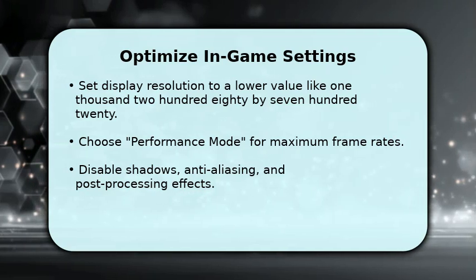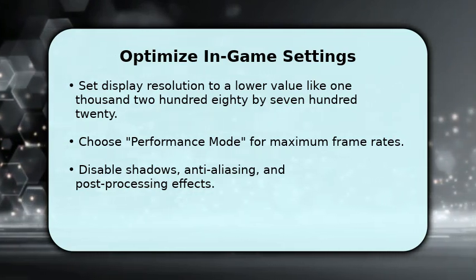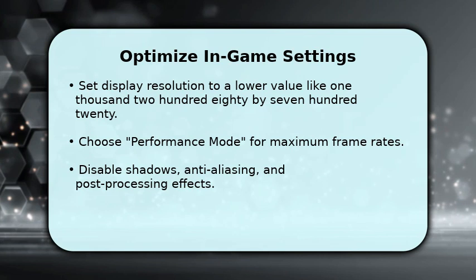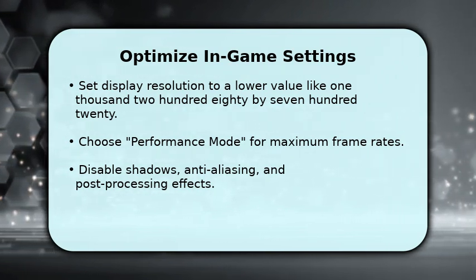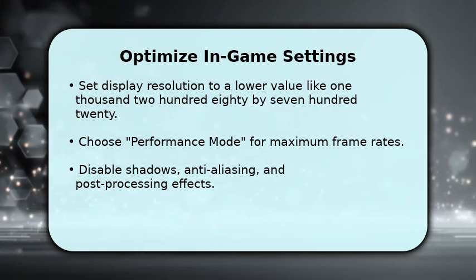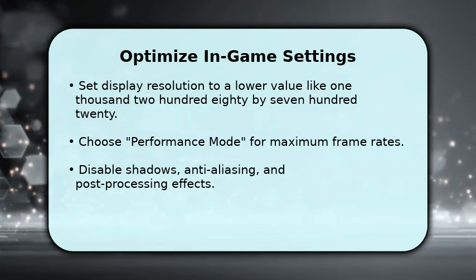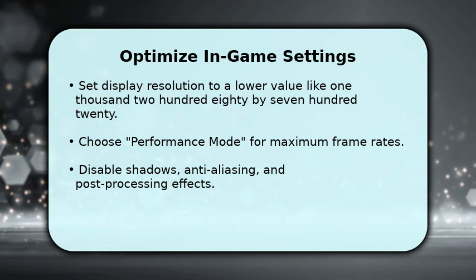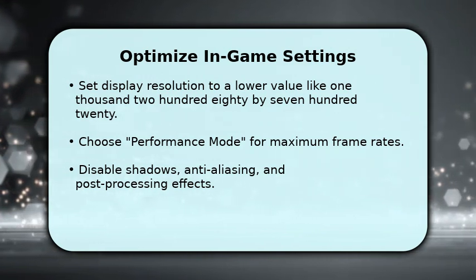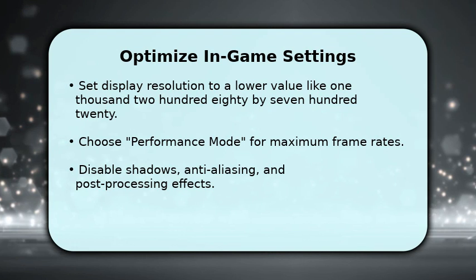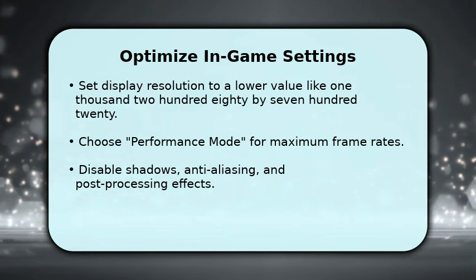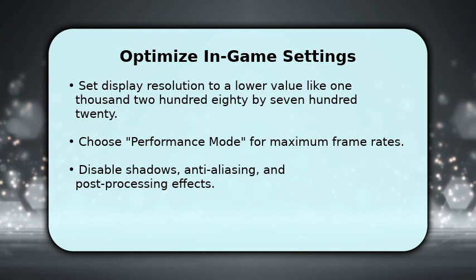Now, let's dive into specific in-game settings. Set your display resolution to a lower value, perhaps 1280 by 720 for a significant boost. Always select Performance Mode to prioritize frame rates. Make sure to disable shadows, anti-aliasing, and all post-processing effects. Also, reduce your view distance and texture quality to their lowest settings for optimal play.